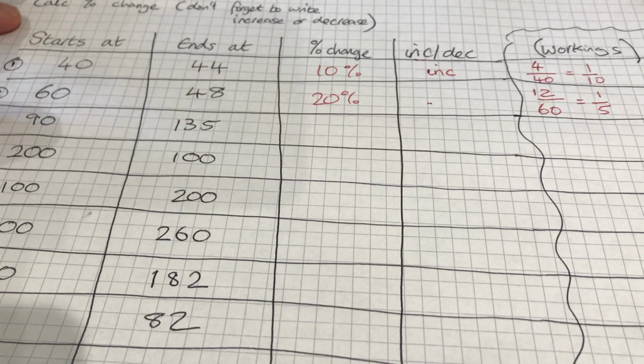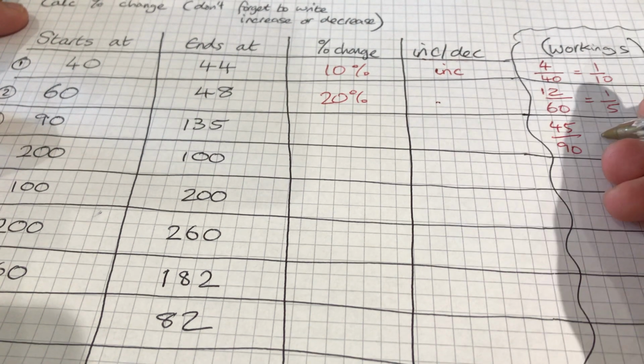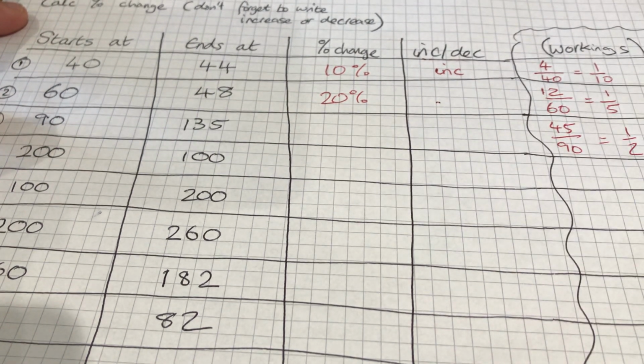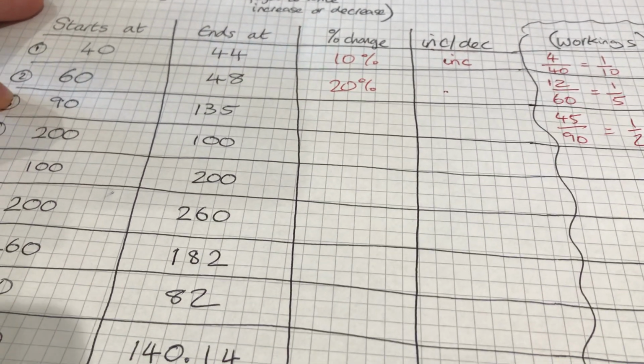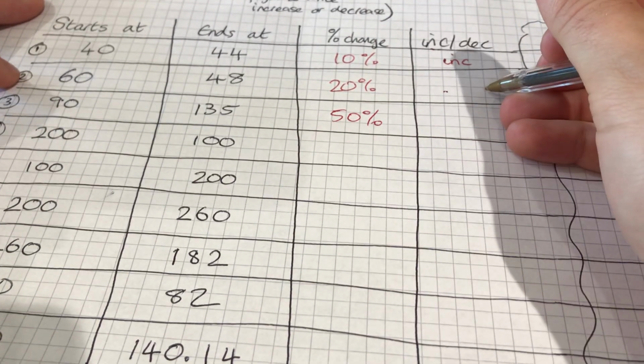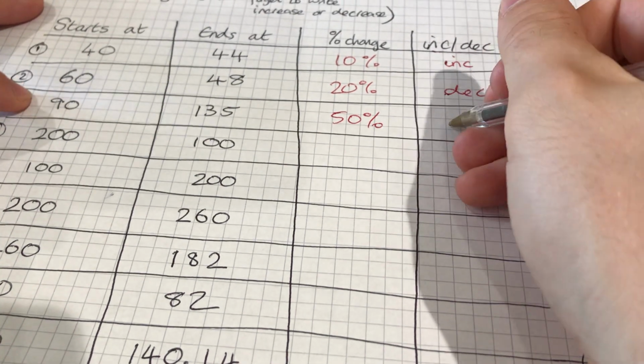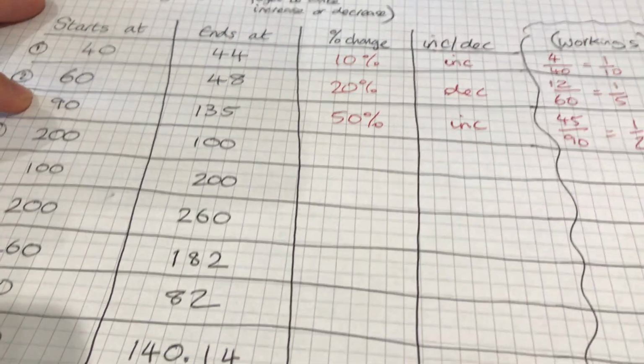The change of number 3 is 45 over the original 90, which simplifies to a half. Okay, so we've got 50%. We know half is 50%. Oh, I've done it already myself. I've forgotten the increase, decrease. That one, of course, is a decrease. This one here is an increase.